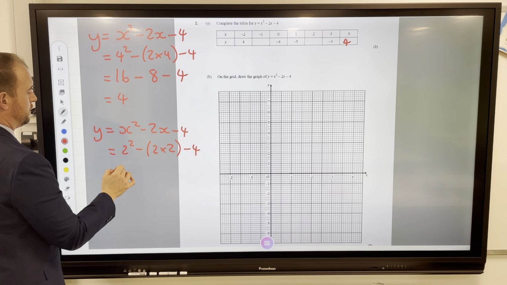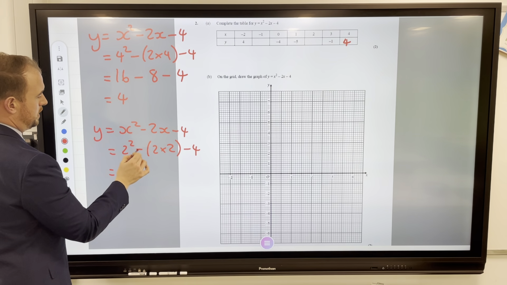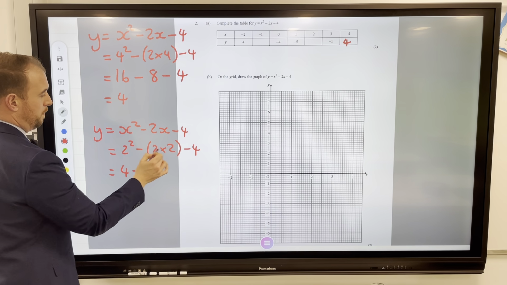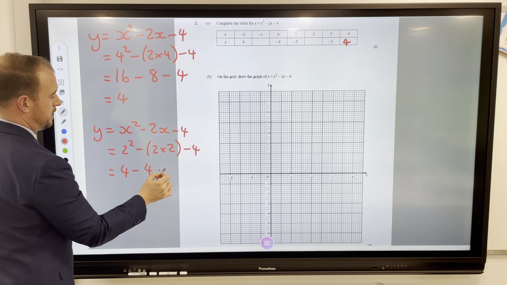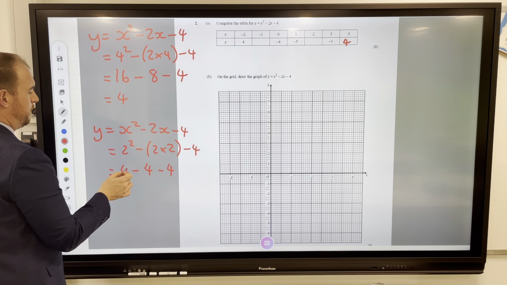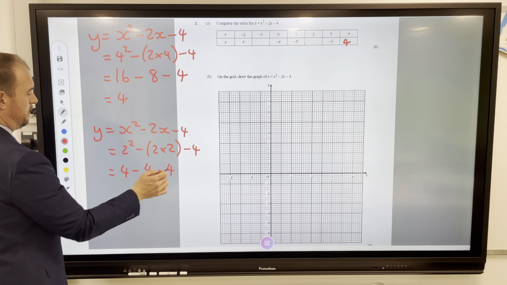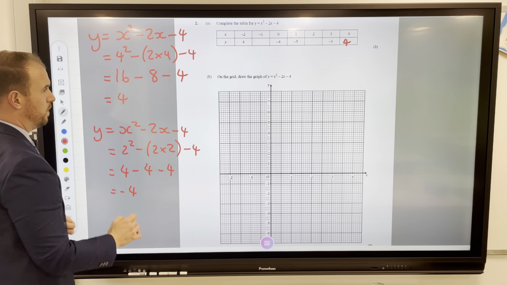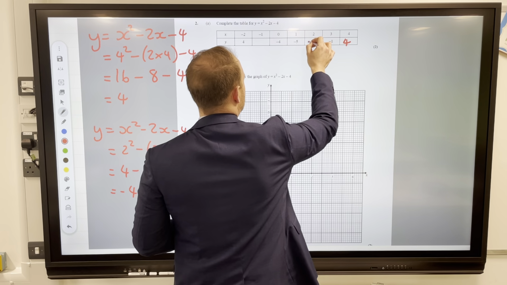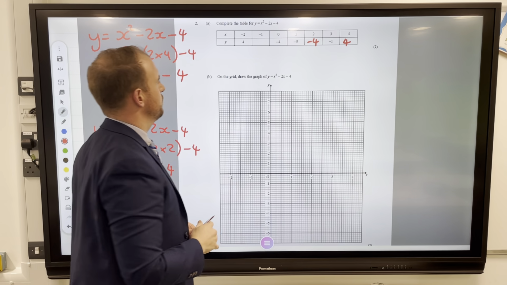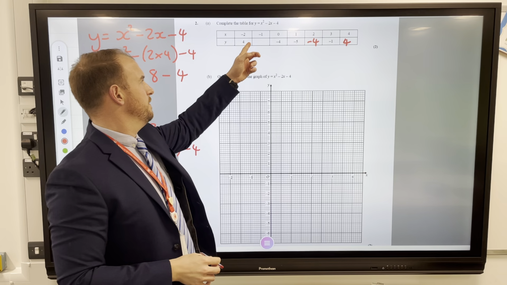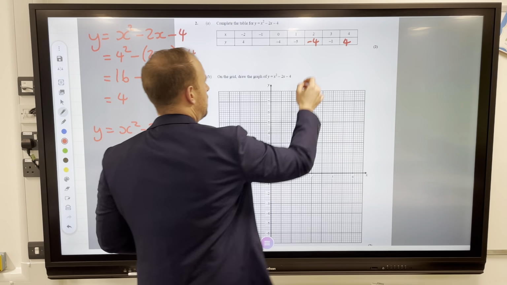Well, 2 squared is 4, take away 4, because 2 times 2 is 4. Then take away 4. Well, 4 take away 4 is 0. Take away 4 is minus 4. So that'll be minus 4 in there. Then I've got a negative value. Okay, be careful.